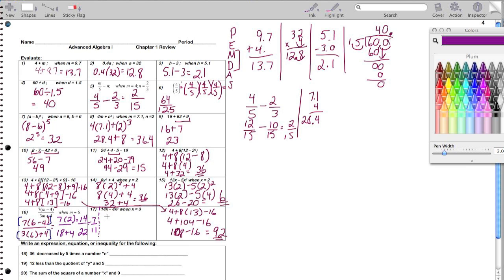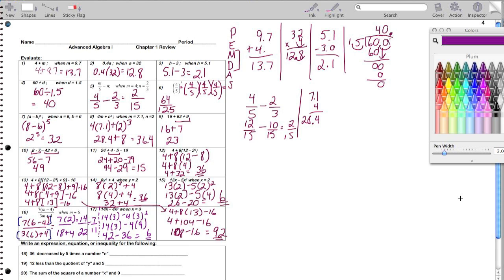Number 17: 14x minus 4x squared, x is 3, so 14 times 3 minus 4 times 3 squared. Exponent first: 14 times 3 minus 4 times 9. And now I basically have multiplying here, subtracting here, multiplying here. I have to multiply first from left to right. Because these two multiplication problems do not interact at all, I can do those in the same step. 14 times 3 is 42, minus 4 times 9, which is 36. 42 minus 36 equals 6.